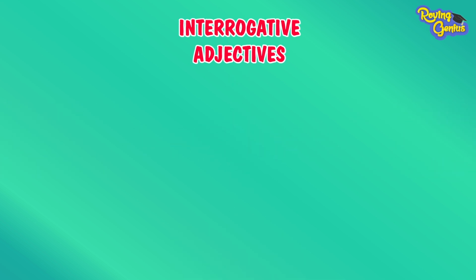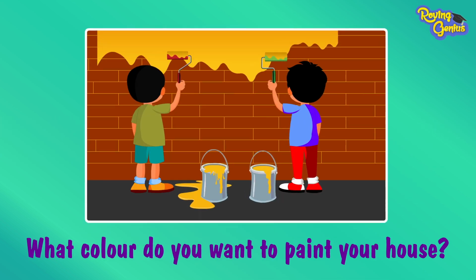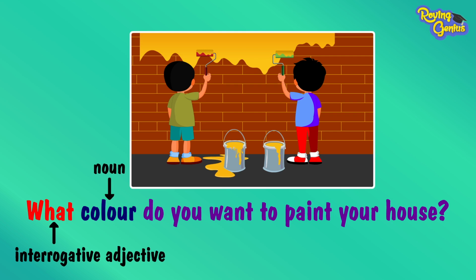Interrogative adjectives are used along with nouns to ask questions. For example, what color do you want to paint your house? In this sentence, what is an interrogative adjective used along with the noun color to ask a question.